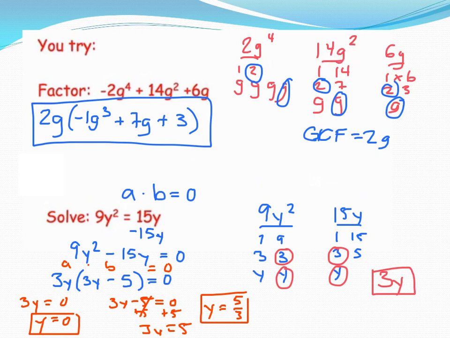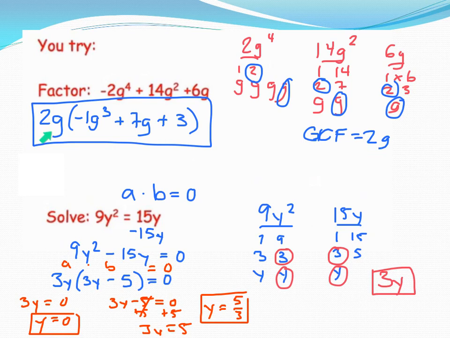Okay? Then you have 14g squared. I did 1 and 14, 2 and 7, g and g. 6g, I did 1 and 6, 2 and 3, and then a g. Now look, numbers and variables, all of these have a 2 in common. So 2 is the greatest common factor in terms of the number, and they all have a g in common. So I factored out then, greatest common factor is 2g.